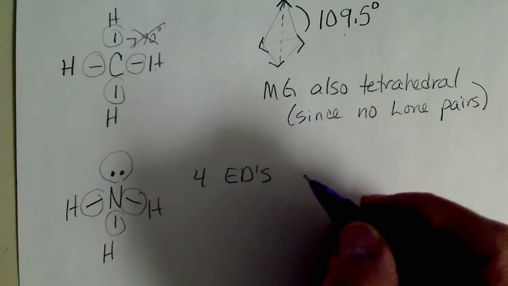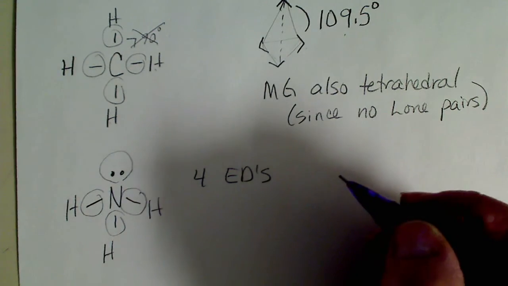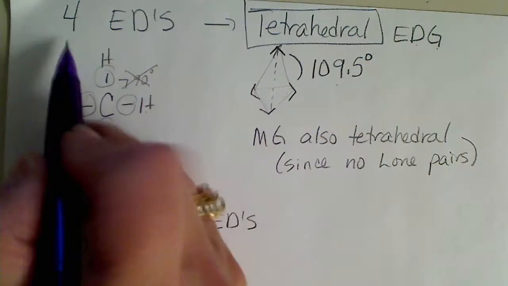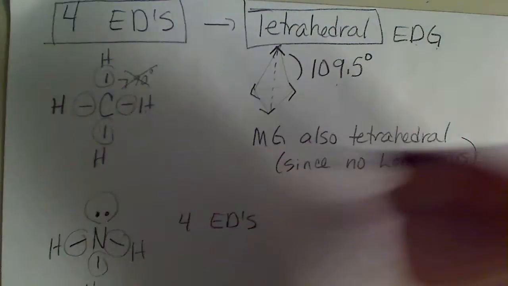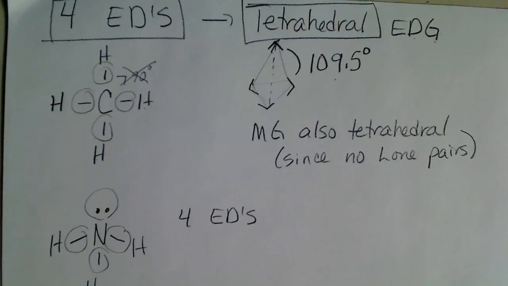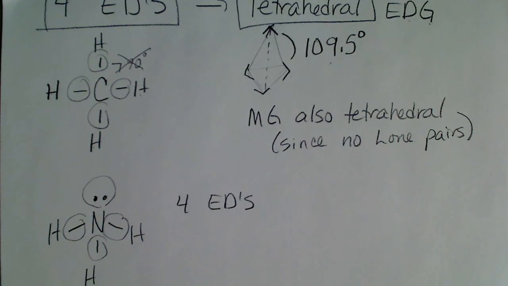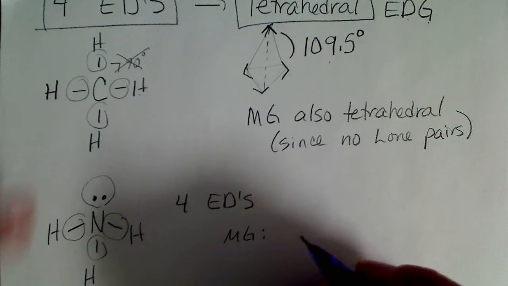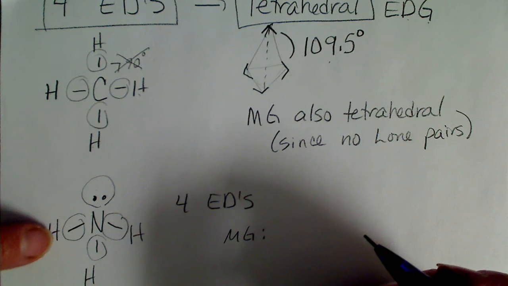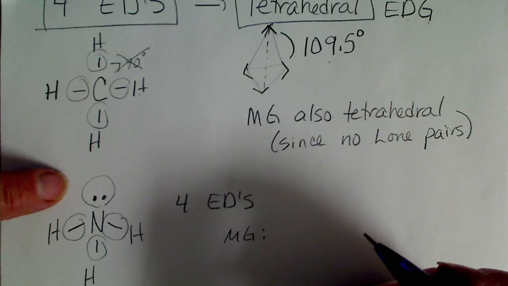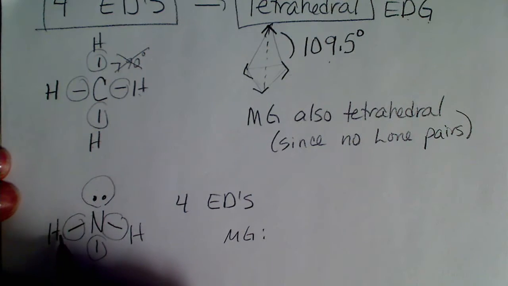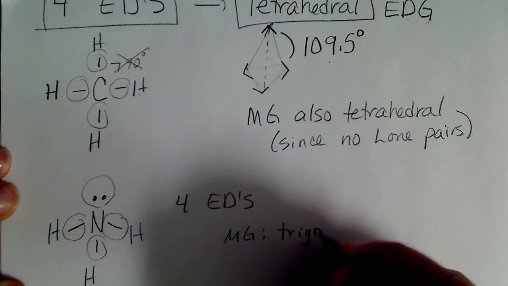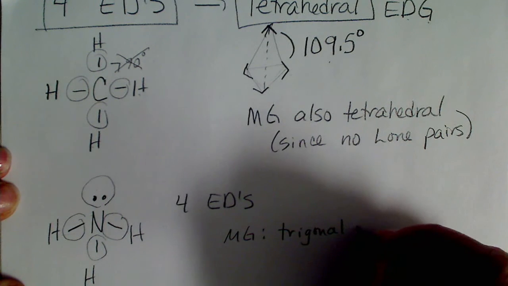So the electron domain geometry is still tetrahedral. Anything with 4 electron domains is going to have a tetrahedral electron domain geometry. But the molecular geometry here, if we remember, we call trigonal pyramidal because we end up getting a small pyramid. And I don't make my class memorize all the molecular shapes.